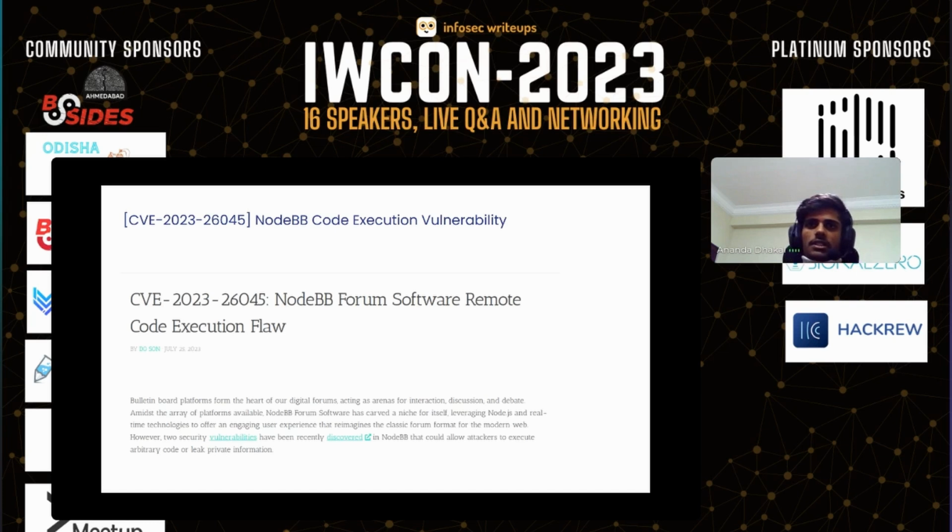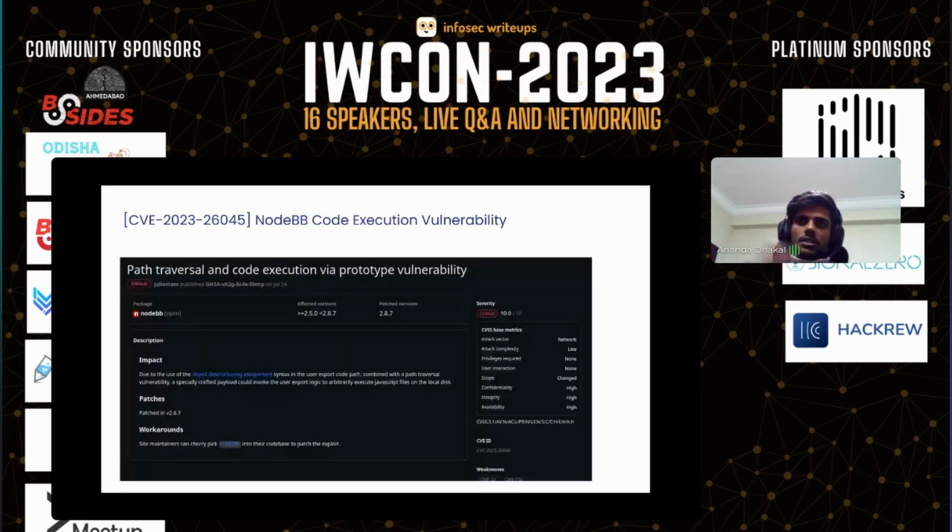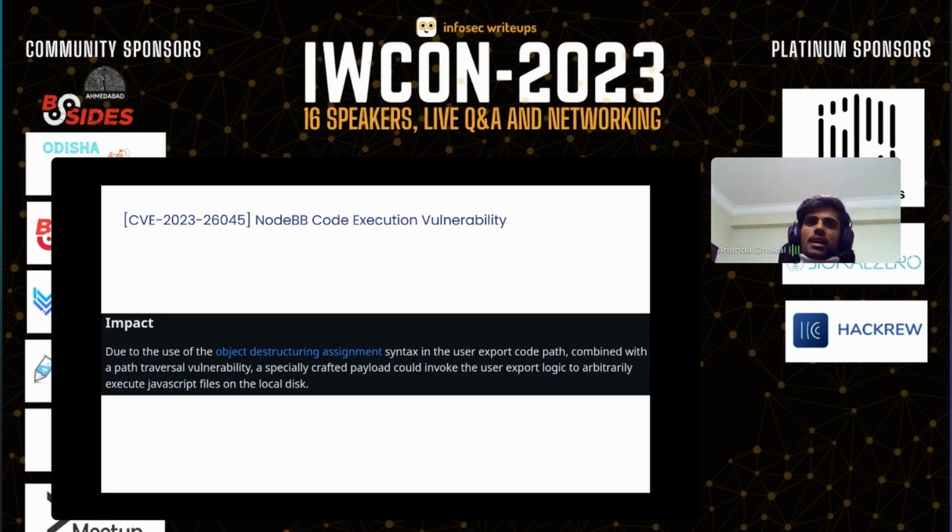One day I came across this article that said NodeBB forum software had a remote code execution vulnerability, and it was a really serious issue with a 10.0 CVSS score, which we can see here, 10.0 out of 10.0: path traversal and code execution via prototype pollution. So yeah, this really seemed interesting, and I decided to look into it. The impact section mentioned that combining object destructuring assignment with path traversal leads to local JavaScript file execution.